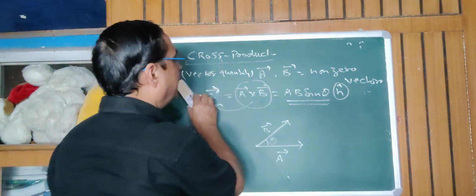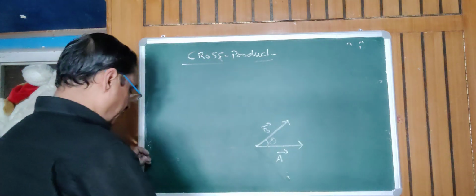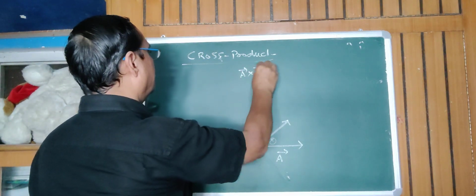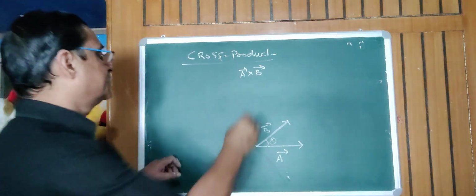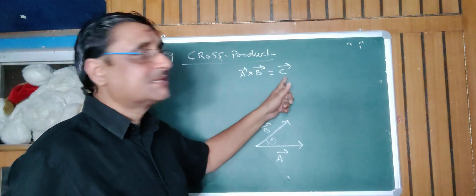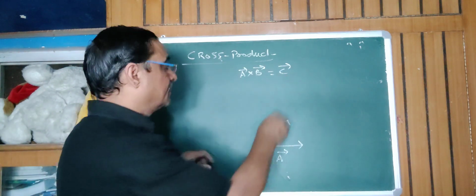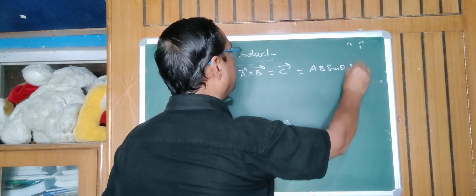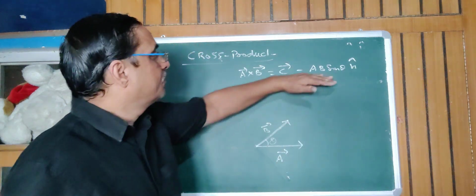Then if we say that, what is A cross B? A cross B, let us say this is equal to vector C, and C has now magnitude as well as direction, which I have written already. This is ab sin theta into n cap. ये तो मैग्नीट्यूड आ गया.